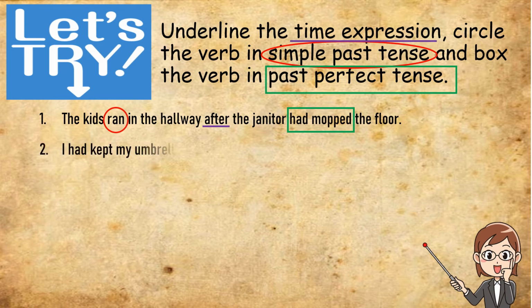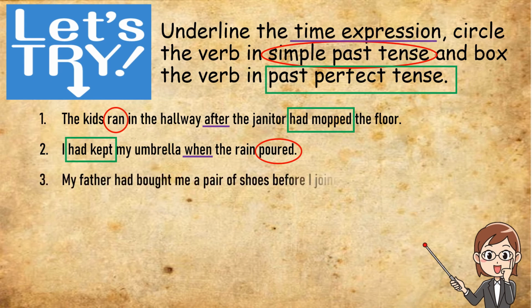Number 2: I had kept my umbrella when the rain poured. Which one is the time expression? That is when. The verb in simple past tense is poured. Look at that. The time expression is when, and we know that after that is the verb in simple past tense, which is poured. So where is the past perfect tense now? It is had kept.